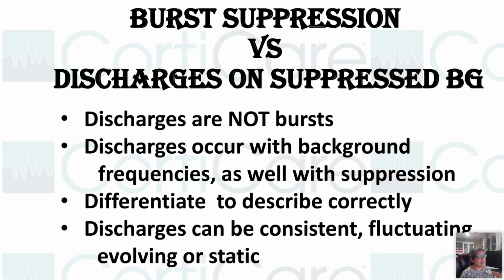We need to recognize, identify, and then describe them, because reporting a patient having GPDs versus a patient having burst suppression are two different giants, basically. Your discharges can be consistent, fluctuating. That's how you describe them. They can be evolving or they can be static.